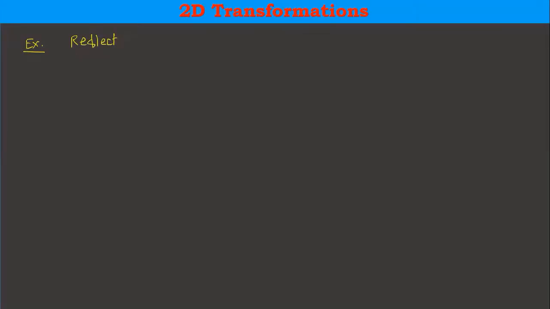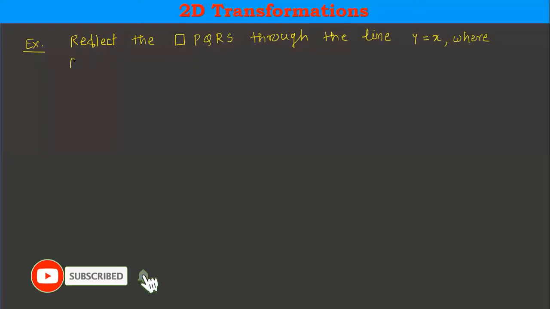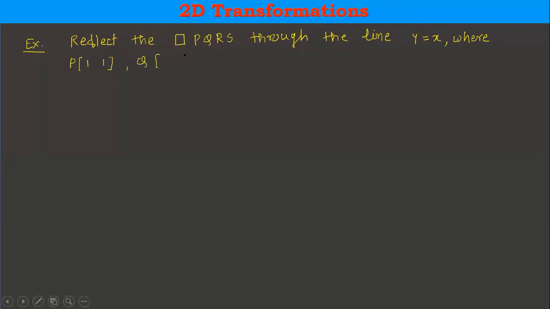Reflect the quadrilateral PQRS through the line y is equal to x, where P(1,1), Q(3,1), R(3,3) and S(1,3). Okay, so this is the example.